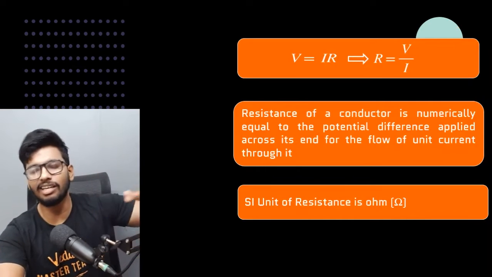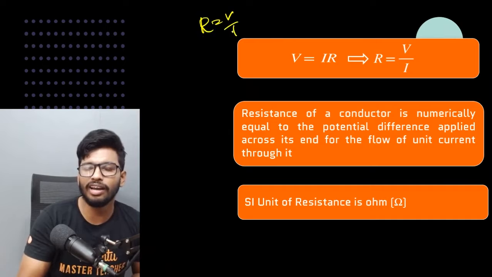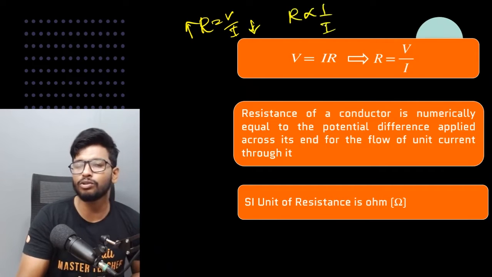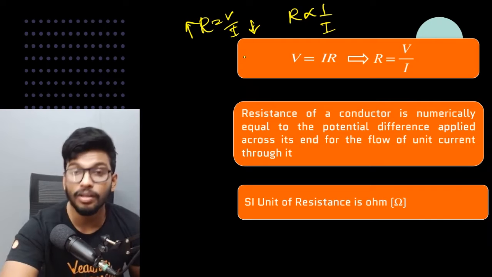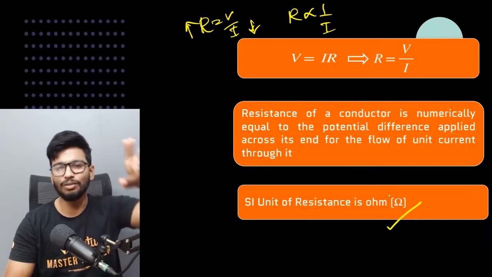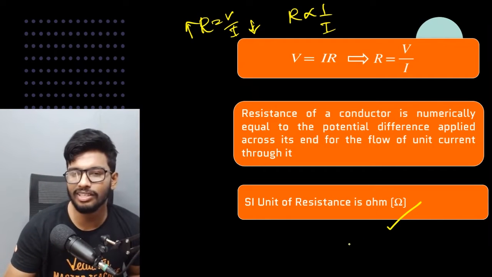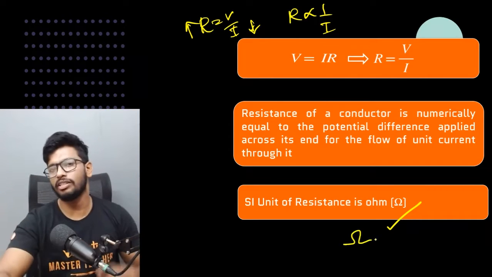If you rearrange the equation, we can also write R = V/I, which means that the more the resistance, the less the current. So resistance and current are inversely proportional to each other. The higher the resistance, the lesser the current flowing through the conductor. The SI unit of resistance, once again, is Ohm, because, like I told you before, to honor Sir Ohm, it is called Ohm. It is represented by the Greek letter omega, Ω.